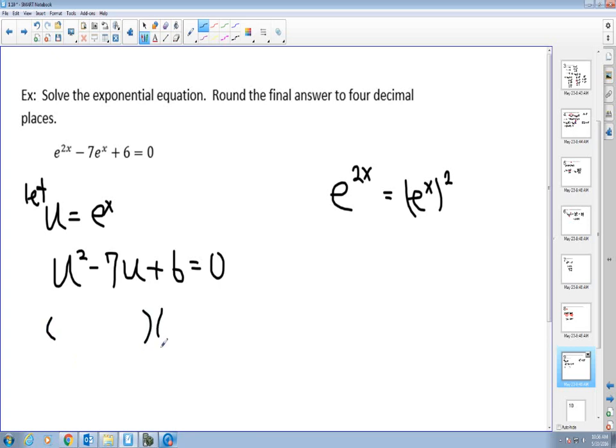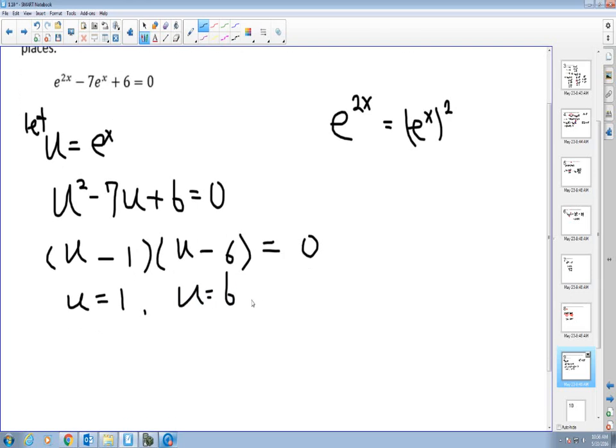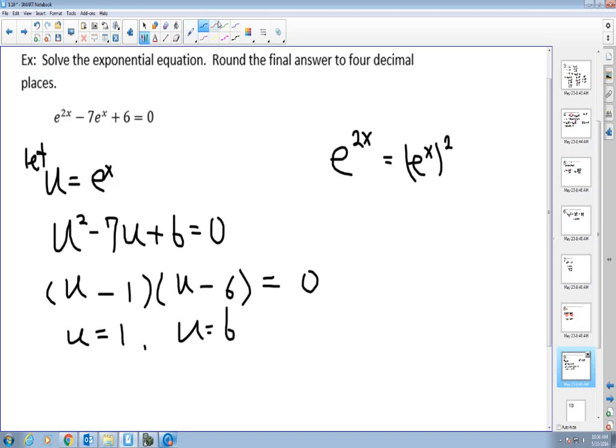Alright, so if I factor this quadratic equation, that'll be u and u. On 6, I will use 1 and 6. Both inner and outer are negative. So one of my u is 1. The other u is 6. But I'm not trying to solve for u in this problem. I'm trying to solve for x. So my u represents e to the x. So we will rewrite the u as e to the x equals 1, and e to the x equals 6.